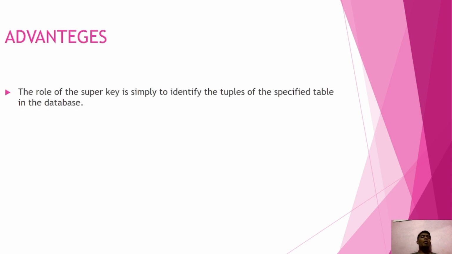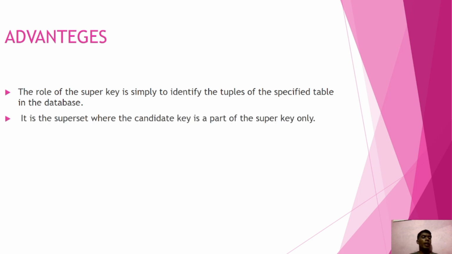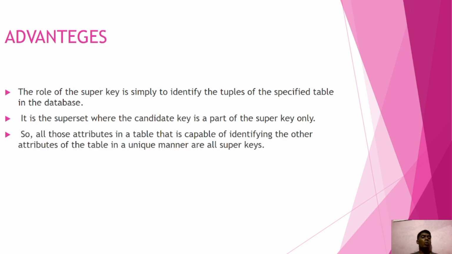Next, let me discuss the advantage. The role of a super key is simply to identify the tuples. Identify tuples, that's it, of the classified table in a database. It is a superset where the candidate key is a part of the super key only. So all those attributes of the tables are capable of identifying the other attributes of the table in a unique manner, of all the super keys.